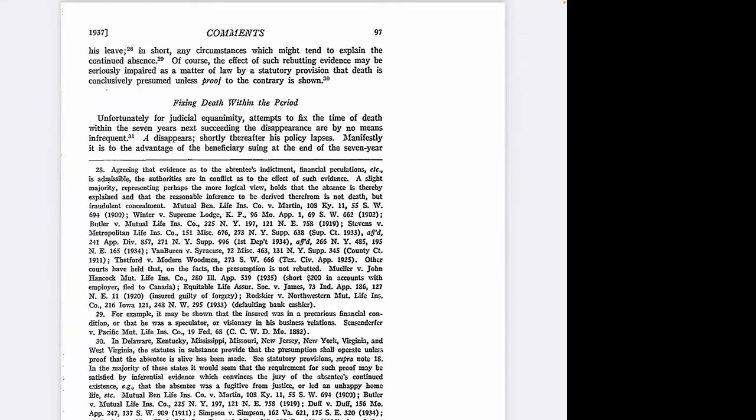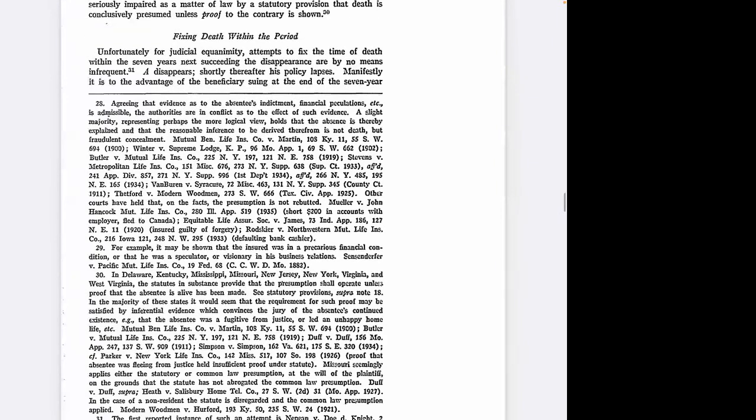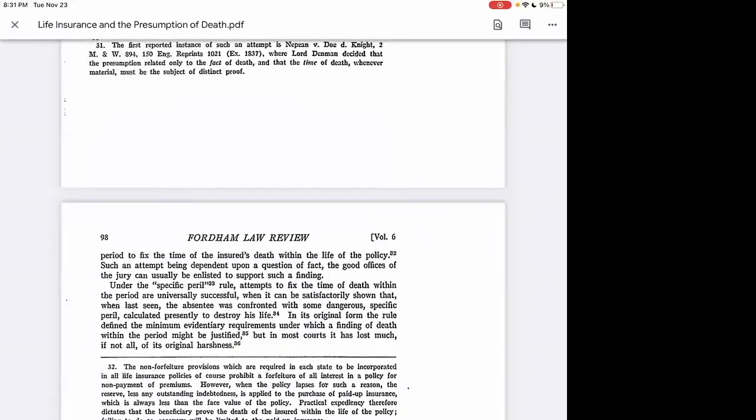Unfortunately, for judicial equanimity, attempts to fix the time of death within the 7 years next succeeding the disappearance are by no means infrequent. If disappearance is shortly followed by the policy's lapse, manifestly it is to the advantage of the beneficiary suing at the end of the 7 year period to fix the time of the insured's death within the meaning of the policy. Such an attempt being dependent upon a question of fact, the good offices of the jury can usually be enlisted to support such a finding.